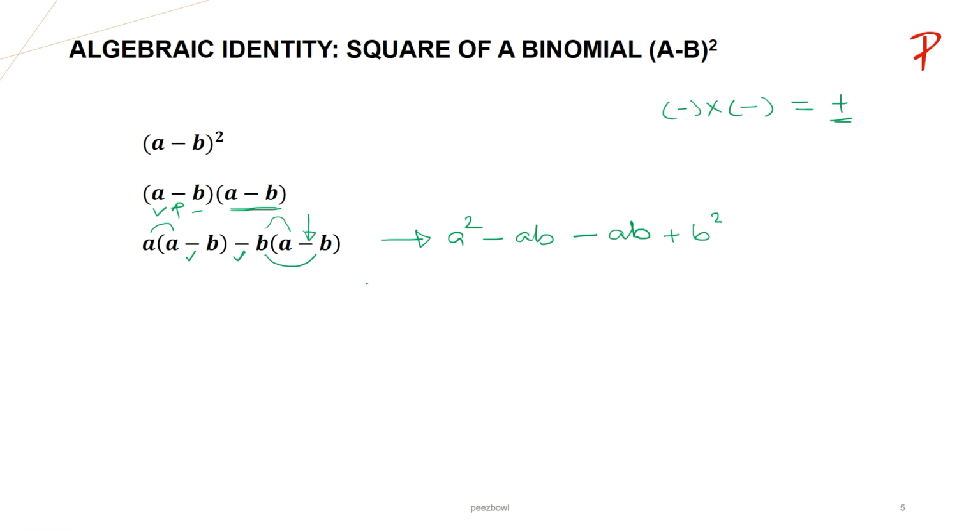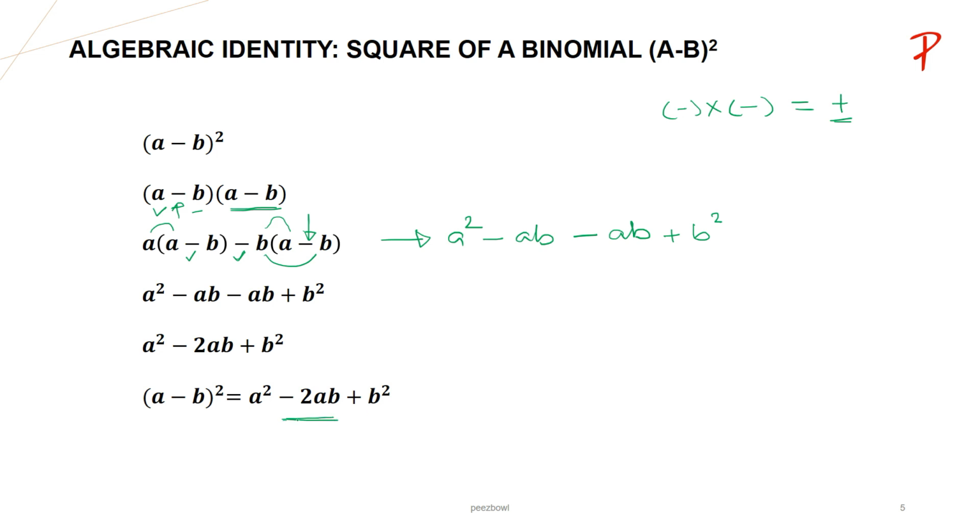Okay, so this is what we get, a square minus ab plus b square, and after solving it, we get a square minus 2ab plus b square as it is, right? So the final identity becomes a minus b whole square is equal to a square minus 2ab plus b square. Here only 2ab is in minus sign and the rest, a square and b square, are positive, right?